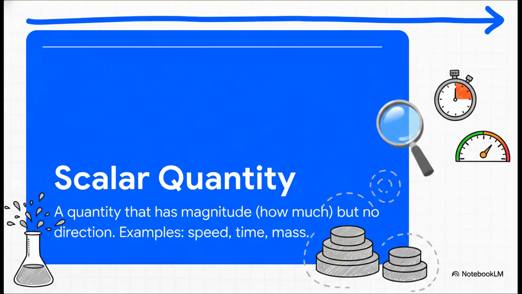First up, we've got scalar quantities, and these are super simple. A scalar just tells you how much of something there is. That's it. When you say it's been 10 minutes, or a bag of sugar has a mass of 2 kilograms, you're using scalars. It's just a number, a magnitude, no direction needed.